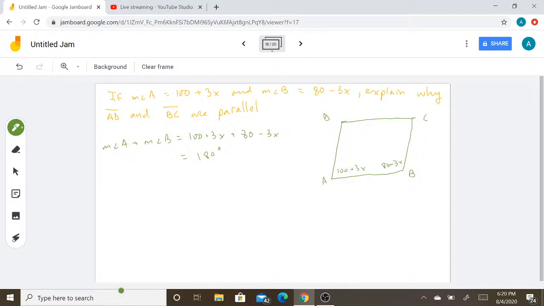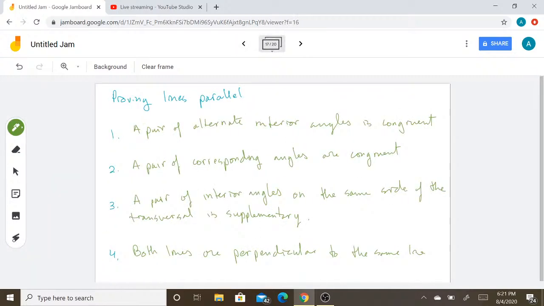And you can further state that the angles A and B are on the same side of the transversal, because essentially this line here, AB, can be extended like this, and these sides AD and CB can be extended like this. So we know that these two are interior angles, and if we find out that interior angles are supplementary, like in the third statement, which says a pair of interior angles on the same side of the transversal is supplementary, then we know that the lines are parallel.